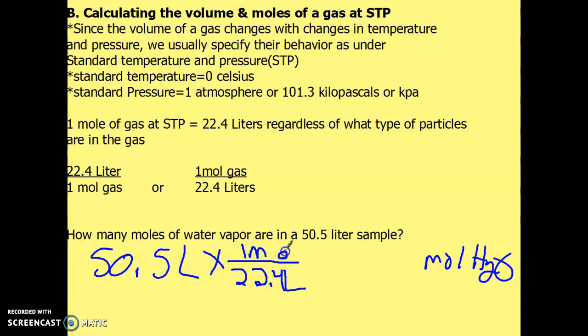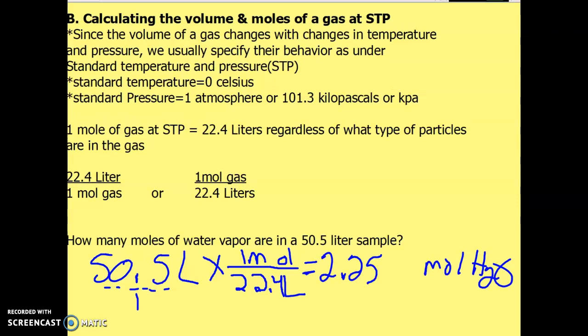So 1 mole goes on top. When I put this in my calculator, I do have to remember this is like a whole number over 1. So 50.5 times 1 divided by 22.4, 2.25 moles of water vapor. So that's the way we solve that.